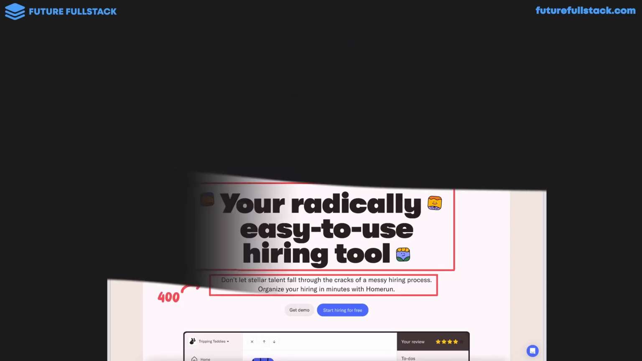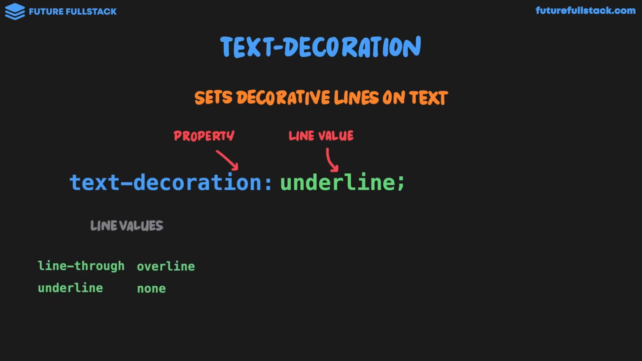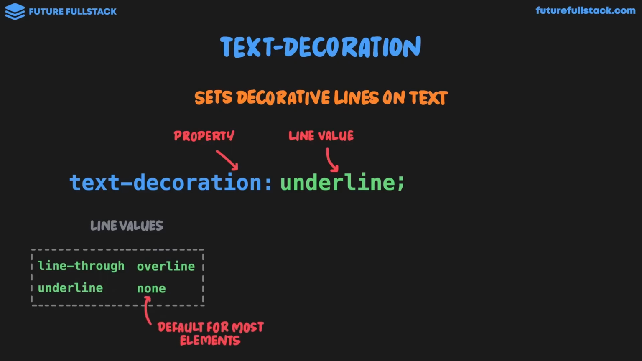The next property we'll look at is text decoration. This property sets decorative lines on text. Text-decoration is the property, and in this example, underline is the value. It's called the line value, as we're going to be adding other values soon, so we need to distinguish it from the other ones. Line values include line-through, underline, overline, and none. The value none is the default for most elements, which means most elements do not have any text decoration.